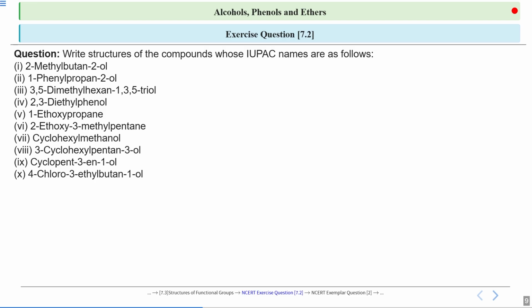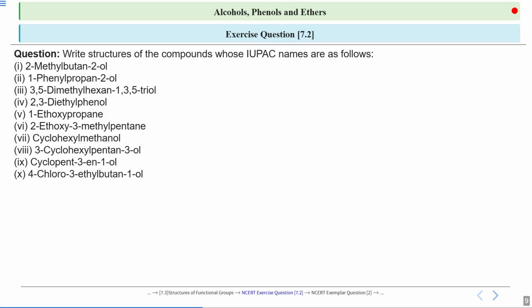Let's solve exercise question 7.2. The question is: write the structures of compounds whose IUPAC names are as follows. We have been given 10 different compounds. You have to write the structures of these compounds, and the given names are the IUPAC names. First one, 2-methylbutan-2-ol. Second, 1-phenylpropan-2-ol.